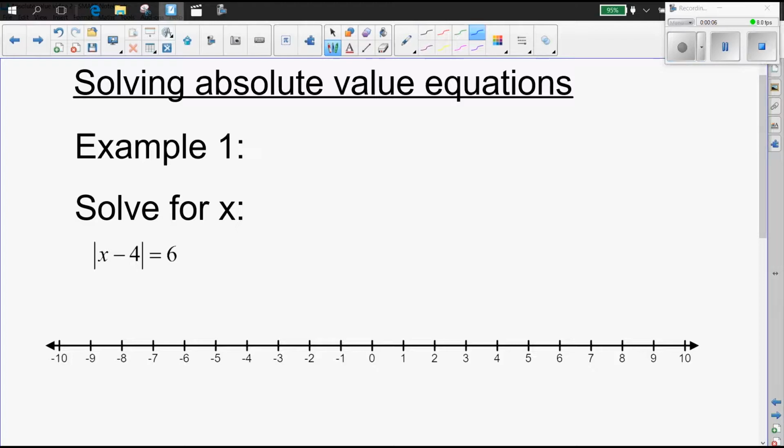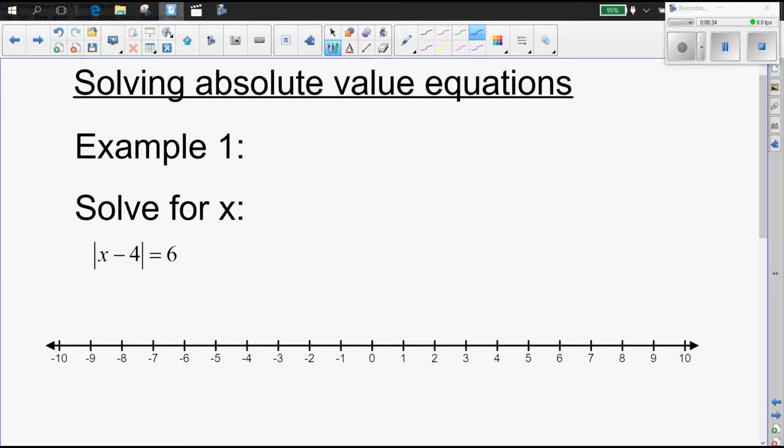Solving absolute value equations. In example 1, we are asked to solve for x, and we're given that the absolute value of x minus 4 must equal 6. Now what we are actually looking for is a number or numbers that when we subtract them from 4 will give us an answer of 6. So we're looking for numbers or a number that is 6 units away from 4.